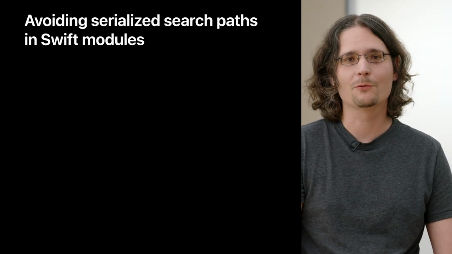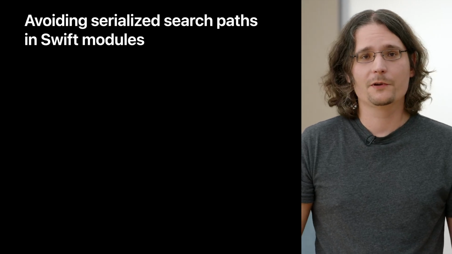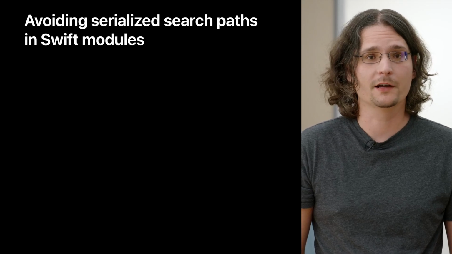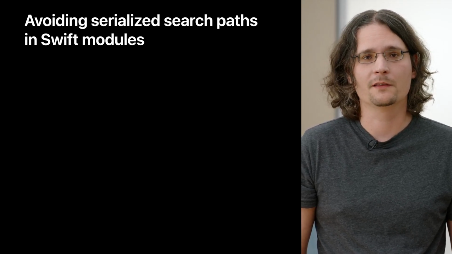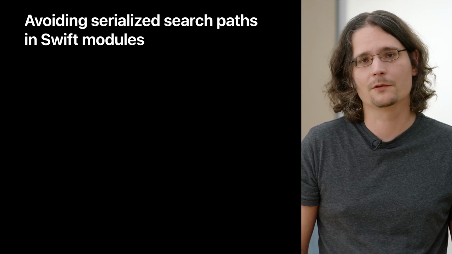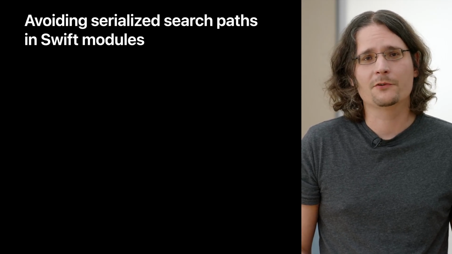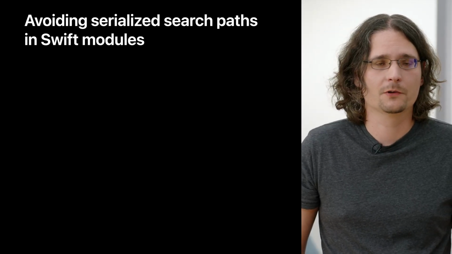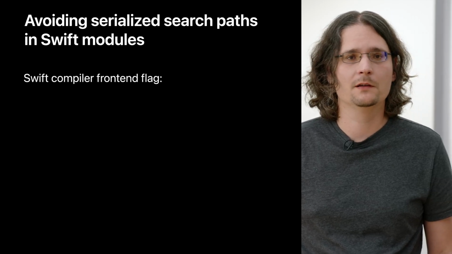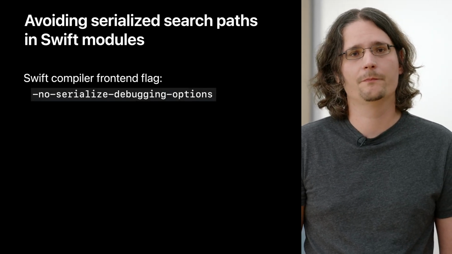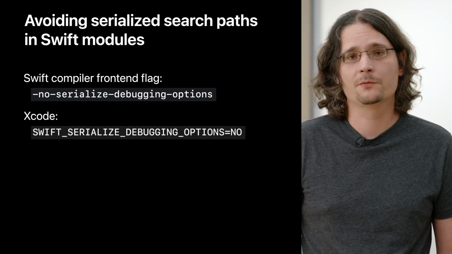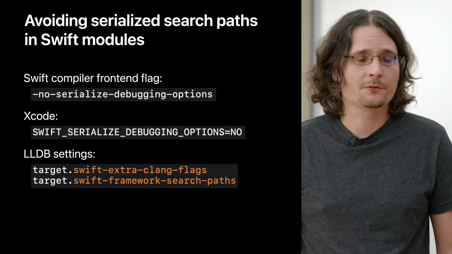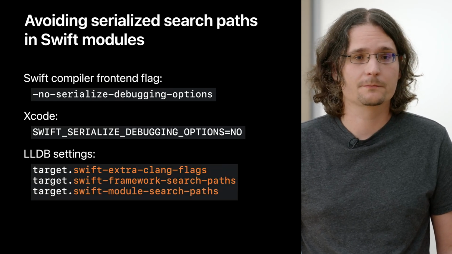Before we wrap up, I have one more detail to watch out for. The Swift compiler will serialize Clang header search paths and other related options into the binary Swift module files. This is great because it makes importing their Clang module dependencies just work during the build. But when you're building on a different machine, these local paths can be detrimental. So before shipping a binary Swift module to another machine, consider building with the -no-serialize-debugging-options compiler flag. In Xcode, this is controlled via the Swift Serialize Debugging Options setting. You can reintroduce these search paths in LLDB with one of the following settings.